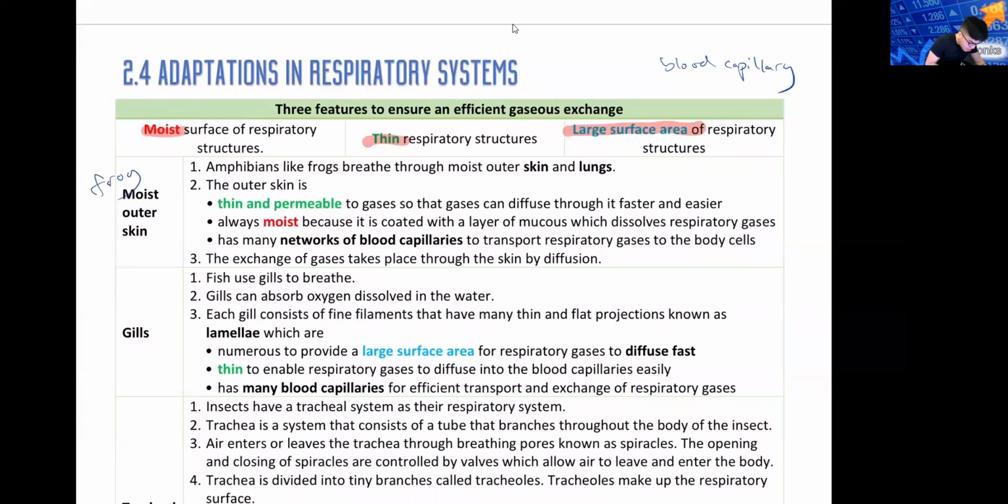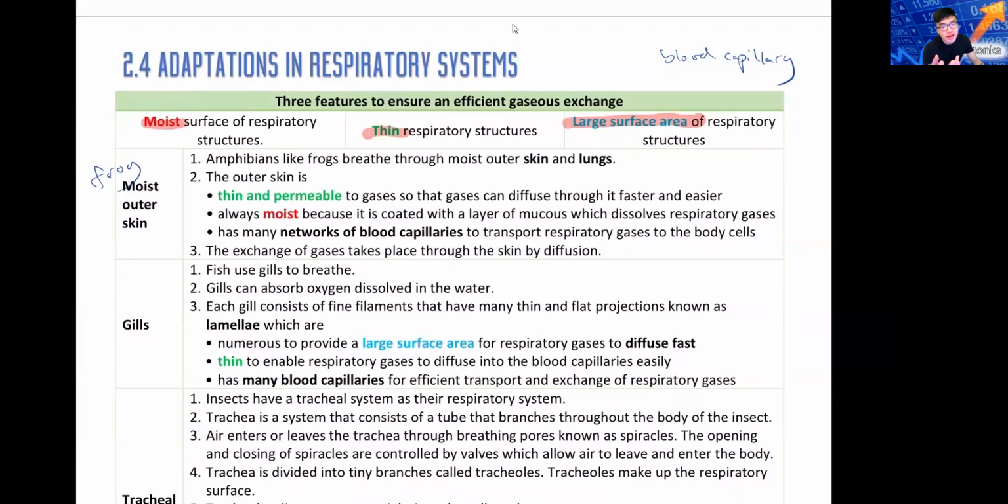Okay, let's look at our frog first. So how do frogs breathe? Frogs, as you know, are amphibians, so they have two breathing organs. Number one is their lungs. Number two is their skin. The lung is not really our concern. Our focus will be the skin because this is the fascinating one.